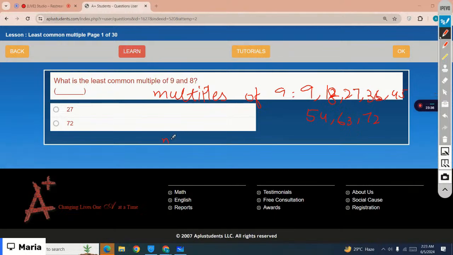Now let's just write down the multiples of 8. 8 times 1 is 8, 8 times 2 is 16, 8 times 3 is 24, 8 times 4 is 32, 8 times 5 is 40, 8 times 6 is 48, 8 times 7 is 56, 8 times 8 is 64, and 8 times 9 is 72. So the smallest number that is common is 72. You don't have any other number common before 72. So the correct option is 72.